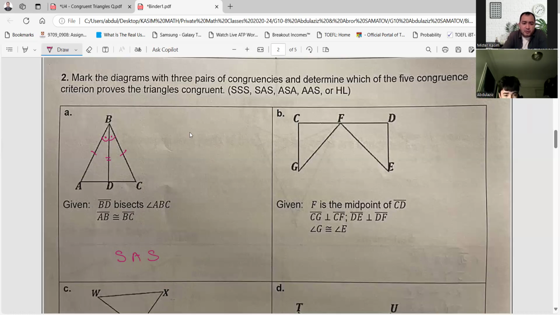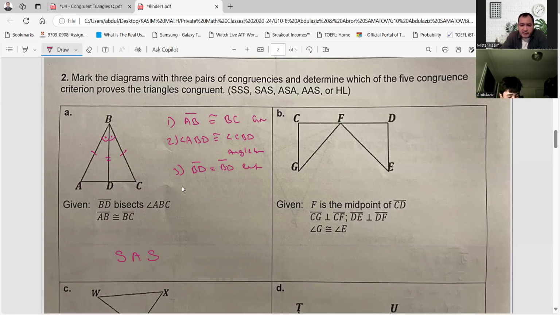If you need to write one by one, you can write here. For example, the first one is what? AB, right, is congruent to BC. It is given, right? And also number two, angle ABD is congruent to angle CBD. Why? Also it's bisects, right? Angle bisector. You can write here angle bisector. Okay. And number three, BD is congruent to BD, right? That is the reflexive property, right?